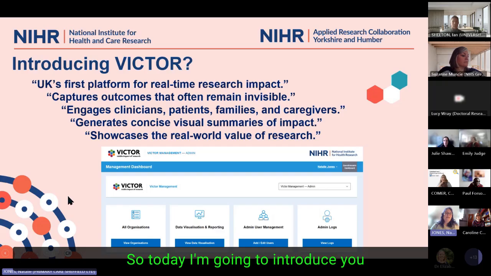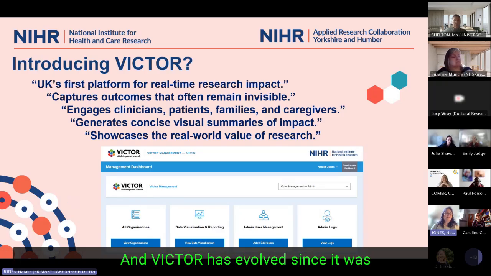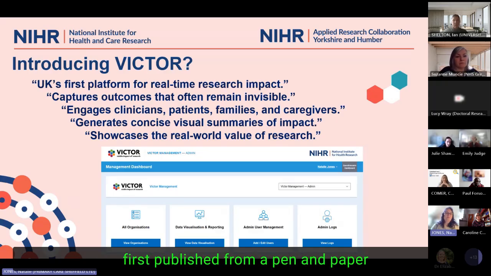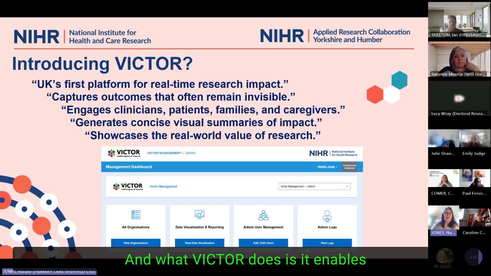So today I'm going to introduce you to the Victor tool, and Victor has evolved since it was first published from a pen and paper sort of questionnaire tool to actually now an online platform. And it's the UK's first platform for real-time research impact data collection. And what Victor does is it enables you to capture outcomes from your research, and those outcomes are perspectives on research impact from all different members of the research team, plus patients, carers, and families.